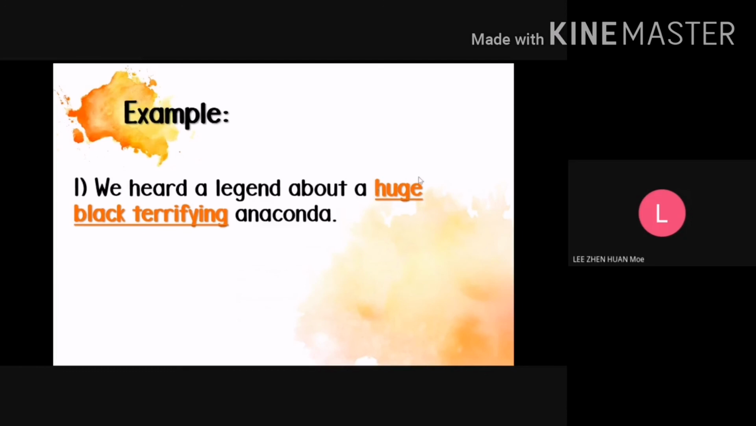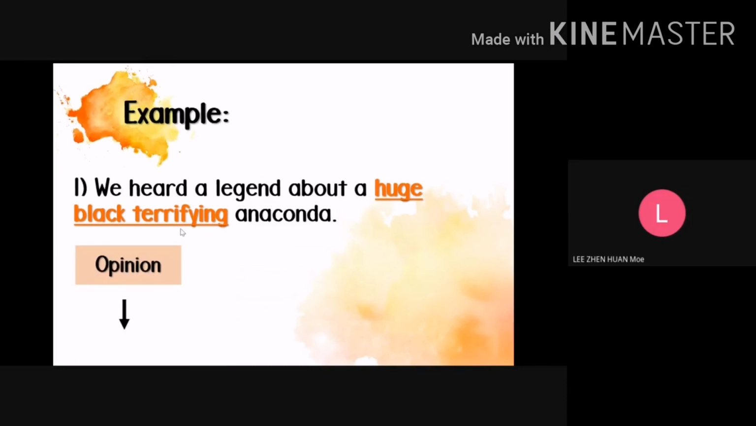Huge. What is the category for huge? Huge is a size, right? And then what about black? Black is color, right? And then terrifying. What do you think the category for terrifying is? Terrifying is opinion, right? Like what do you think about it? Maybe you think it is very scary, it is very horrible, or it is very fun. All of these are called as opinion. Okay, now we look at the first one, opinion.